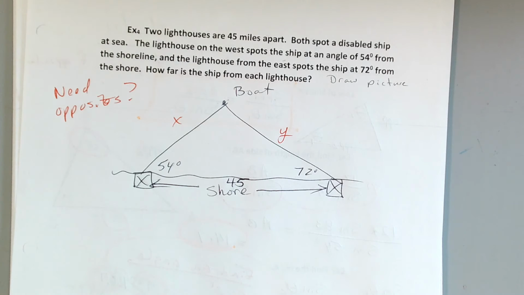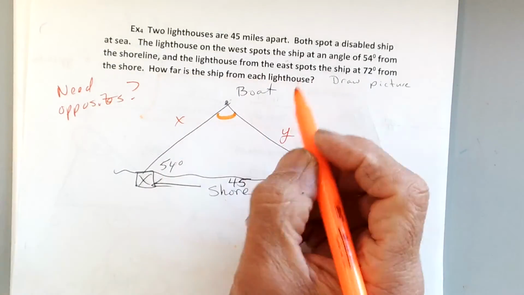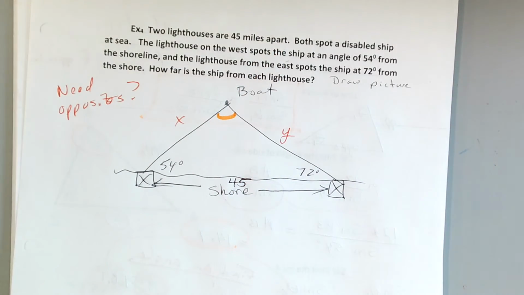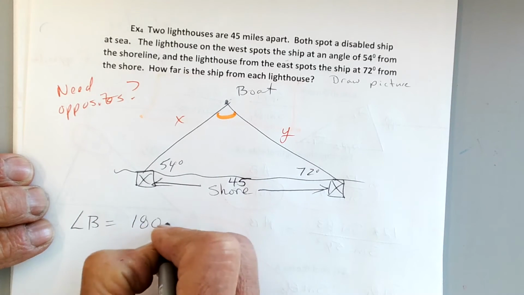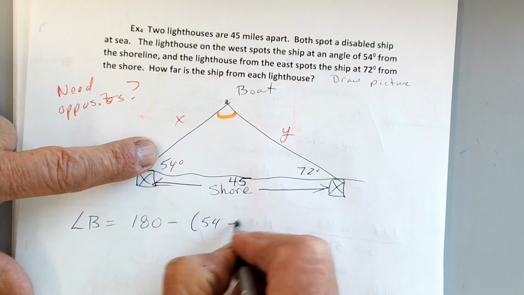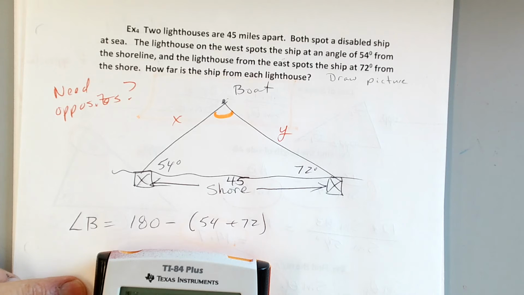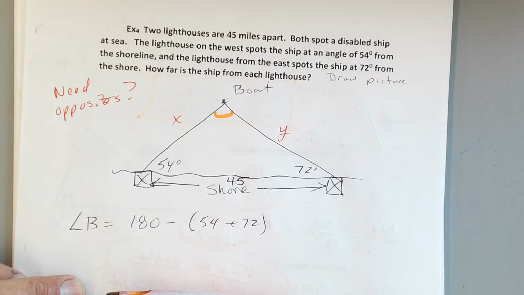Spencer, what did we do on the last problem? We solved for the third angle. You guys agree with Spencer? Let's find this angle right here. You get the third angle, and then we'll have our opposites, okay? All right, we'll call it angle B, is 180 minus the 54 plus 72, right? And let's see what I get. I get an angle of 54 degrees.